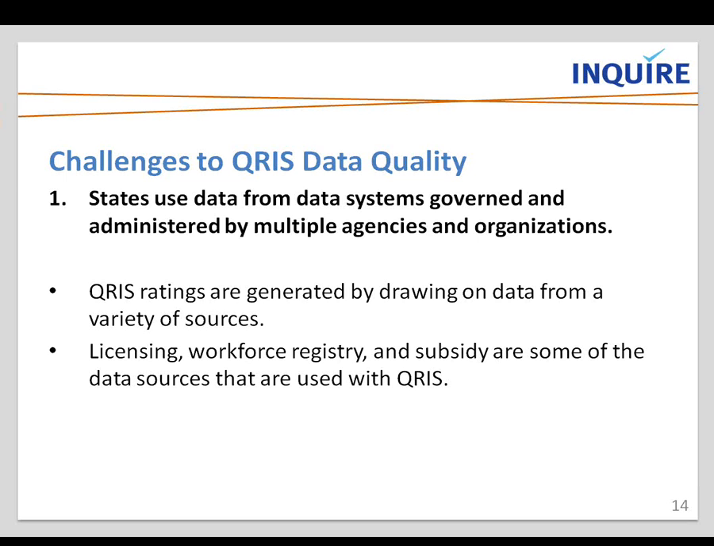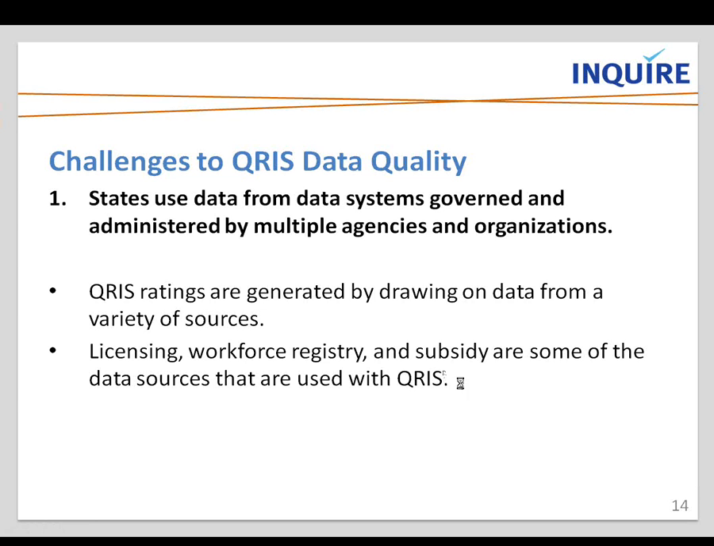So the first challenge is that states use data from data systems administered by multiple agencies and organizations, as Sarah just noted. Quality and improvement systems are usually generated by drawing on data from a variety of sources. For example, states may need to use data from their child care licensing system, state pre-kindergarten program, Head Start, and the workforce professional development registry to inform their QRIS rating. In some cases, they may even pull data from subsidy, which may not go into the rating, but may go into the subsidy reimbursement rates, for example. There are also other things such as technical assistance and quality improvement data that may be part of the QRIS. Many states take different approaches on how best to handle this challenge, and we'll talk about that later as well.